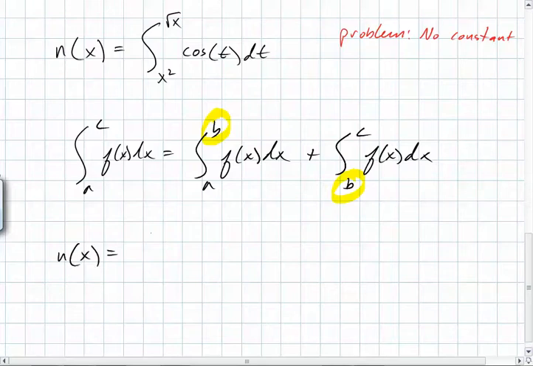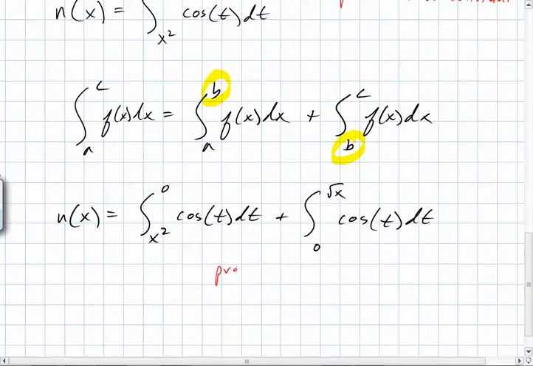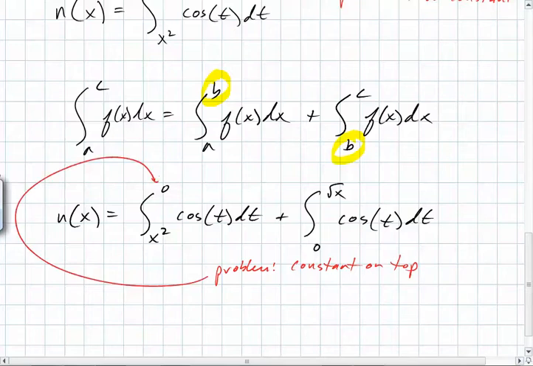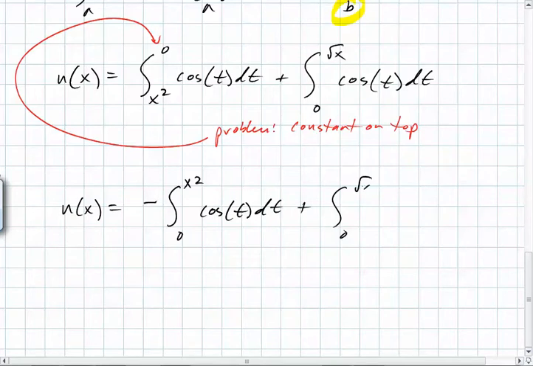Well, hold on. We're going to break it up. So it's going to be x squared to 0 of cosine t dt. And what are you adding to it? 0 to the square root of x of cosine t dt. Good job. Now there's still a problem. What's the problem here? The constant on top. Where's the constant on top? Right there, exactly. So n of x is equal to, what do we have to do to the first one? Negative 0 to x squared of cosine t dt plus 0 to the square root of x of cosine t dt.